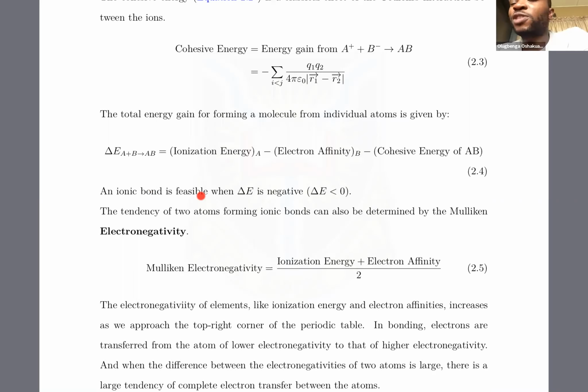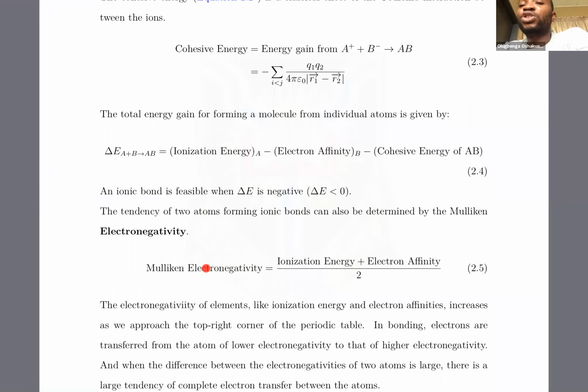Another way to talk about the tendency of formation of an ionic bond. An ionic bond, will it be feasible? When you take sodium and you take calcium, and you are talking about ionic bond, will it work out? The Mulliken electronegativity values help us to determine if that is feasible. Every element has its own electronegativity value. When two elements have electronegativity values that are very close, the tendency of forming an ionic bond is very slim.